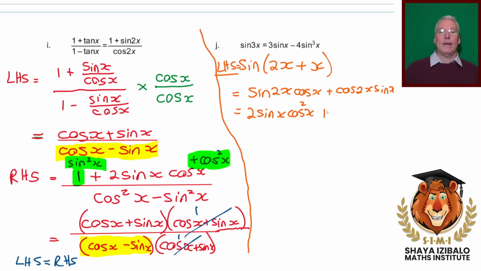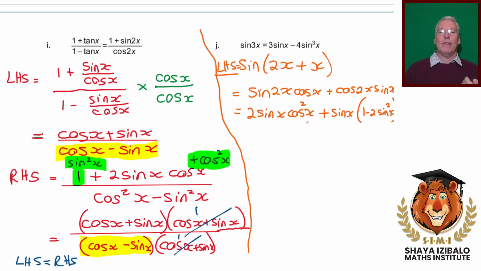Cos 2x, and I mentioned this earlier, let's use the one that's only got sine squareds in. So I'm going to copy that sin x, put it at the front of the bracket here, and go with 1 minus 2 sine squared x. Now it's looking good, but we've still got cos squareds.